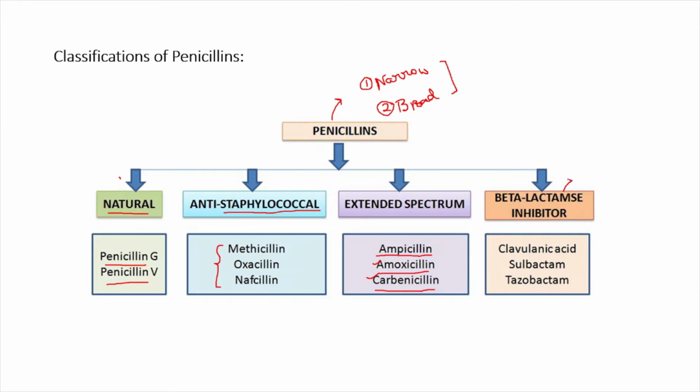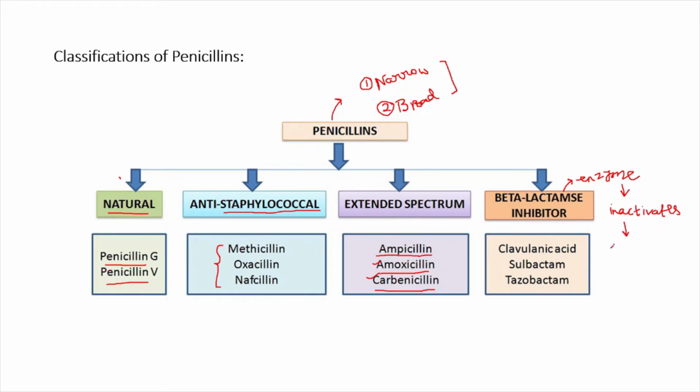Beta-lactamase is actually an enzyme present in bacterial cells, for their defensive purposes. This enzyme inactivates penicillin. And how does it inactivate penicillin? This enzyme splits the beta-lactam ring present in penicillin. That is why these enzymes are called beta-lactamases. So this enzyme inactivates penicillin by splitting the beta-lactam ring.